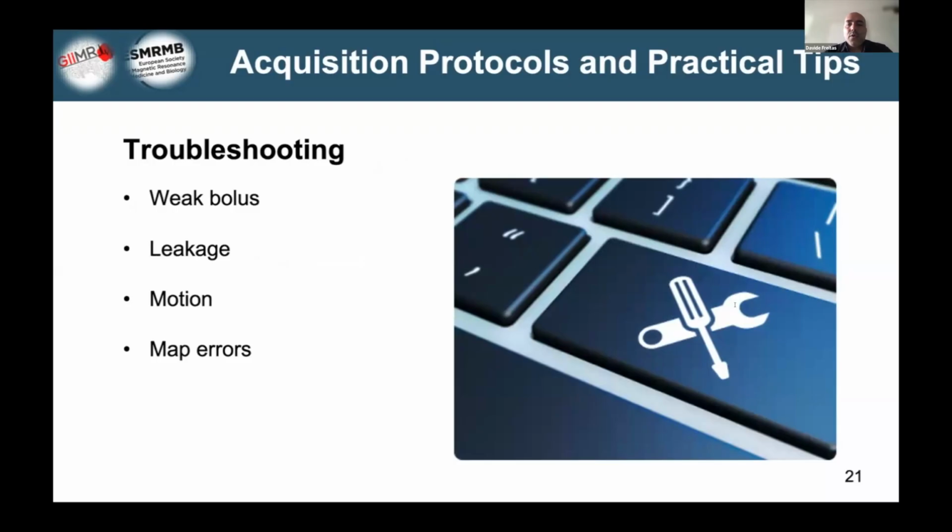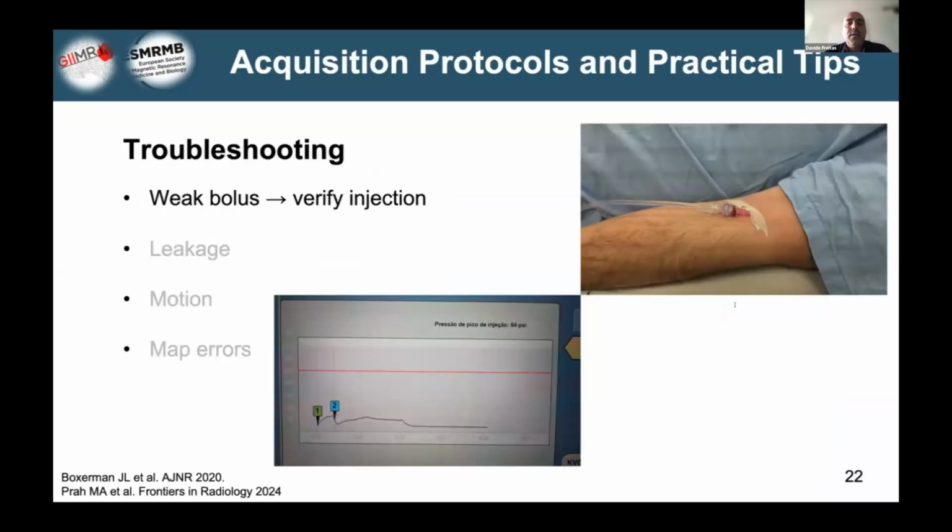Even with an optimized protocol, issues can still occur during the acquisition. A weak bolus is reflected by a less pronounced curve with a limited signal drop. It can have multiple causes, but careful monitoring of the injector parameters, as we can see here, particularly the pressure profile of the automatic contrast injector, can help to predict the quality of the bolus. This should be smooth and with lower pressure values.